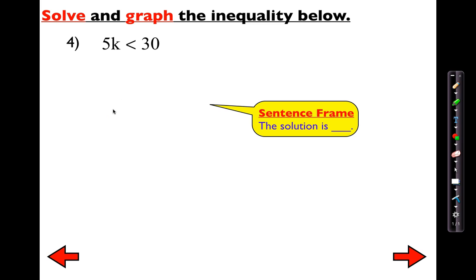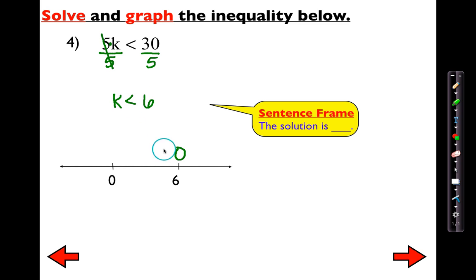Okay, so for number 4, here we have 5k is less than 30. Since this means 5 times k, I'm going to divide both sides by 5. I'm applying the multiplicative inverse. Why? Because it's going to create a 1, which is exactly what I need to isolate k. So here, k is going to be less than 6. To graph this, I'm going to use 0 and 6. First, starting with an open circle, and because it says less than, I'm going to draw an arrow to the left. Now, because it doesn't say equal to, I'm going to leave it open.